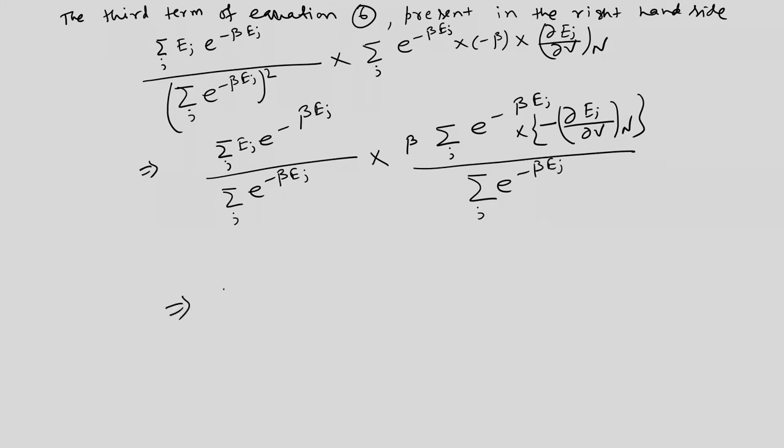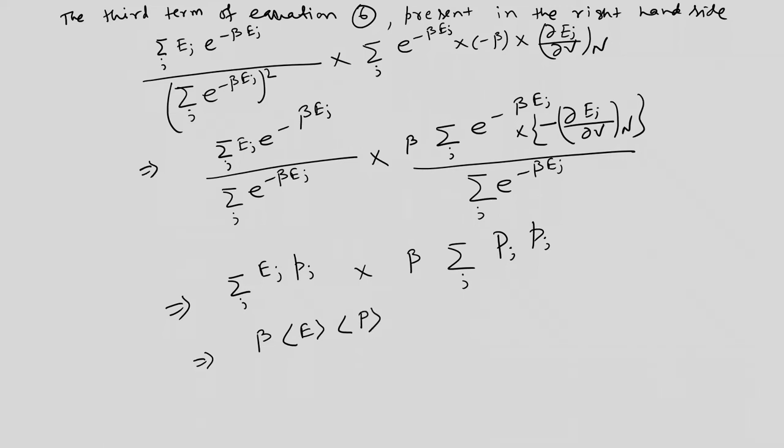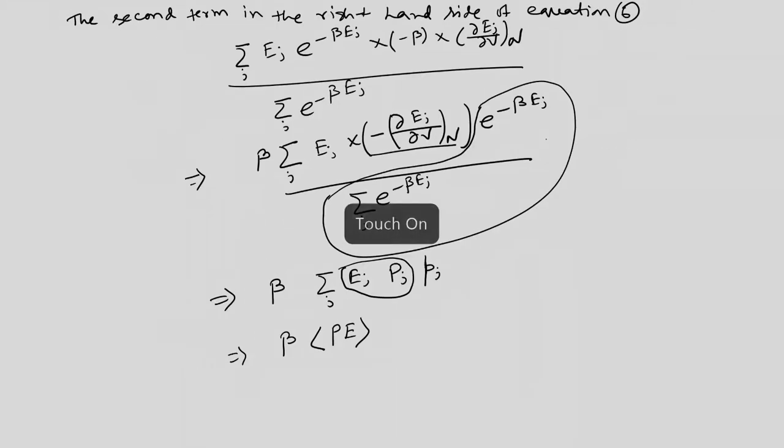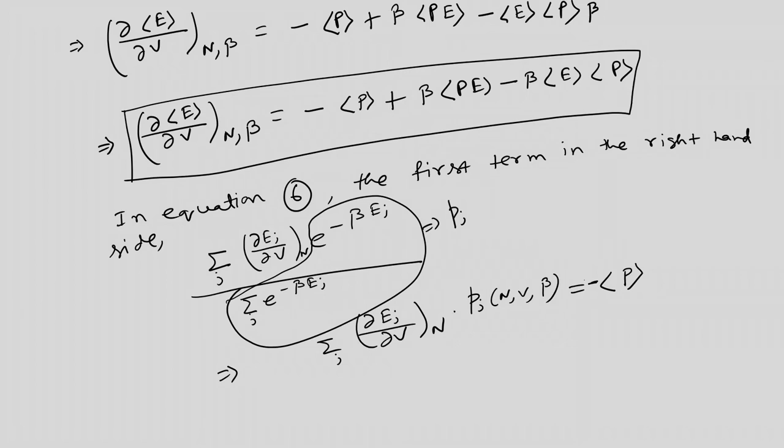Okay, so the first term here gives E j times p j, and the second term gives us pressure p j times p j. So, this gives us beta times E average times p average. So, that is how we arrived at equation 7. Okay. So, we name this one as equation 7.